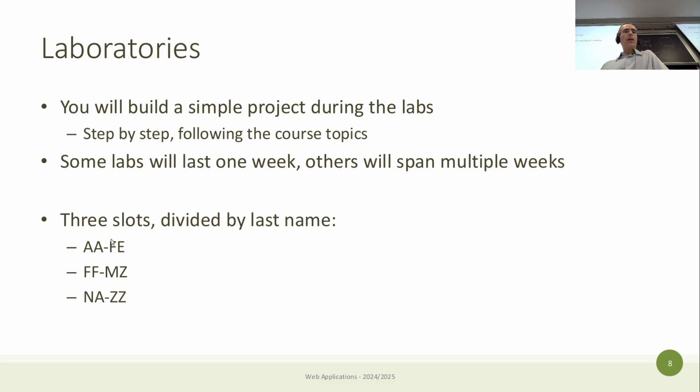Okay, for the groups, I know this is not so nice, but I have to do a division. This is a division by last name of all the students that are enrolled in this course. There are more or less 150 students. Probably not all of you are here, but most of you. So I just divided by alphabetical order, and take note of your group. The first one is A to F, and the second one is the middle one, and so on.